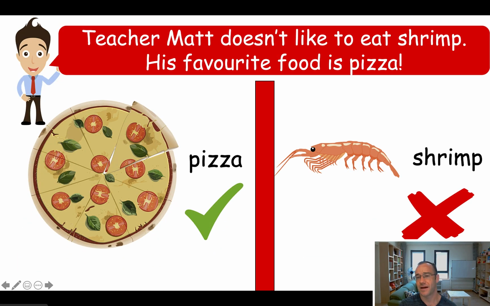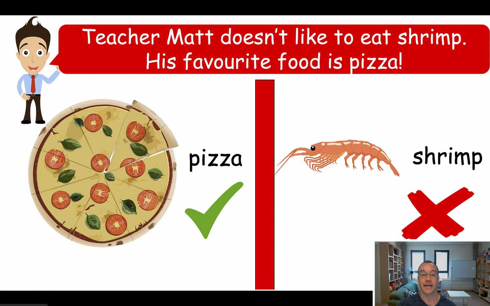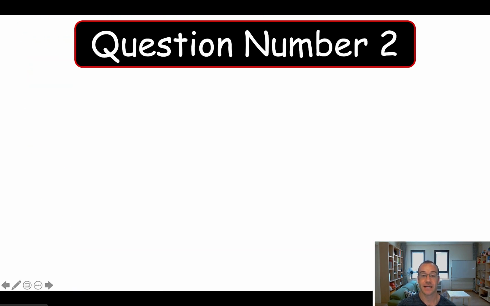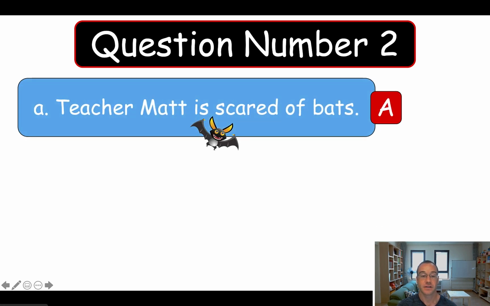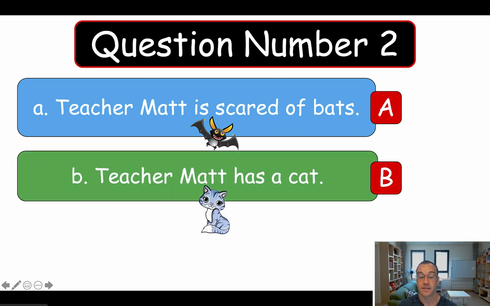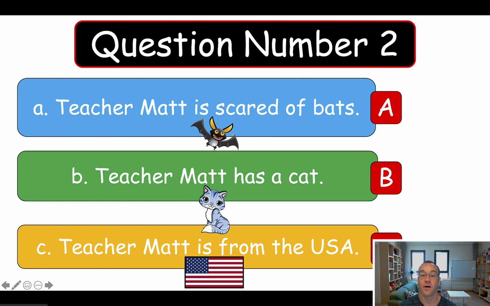And Teacher Matt doesn't like to eat shrimp. Actually, I'm allergic to shrimp. And his favorite food is pizza, okay? And let's see. Question number 2. Teacher Matt is scared of bats. Teacher Matt has a cat. And Teacher Matt is from the USA.